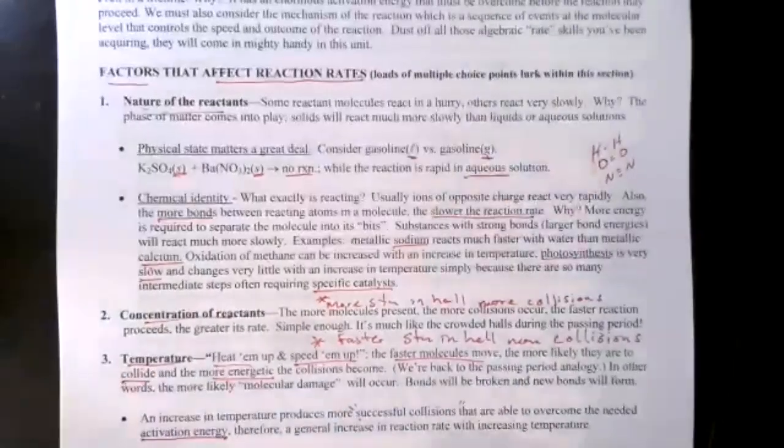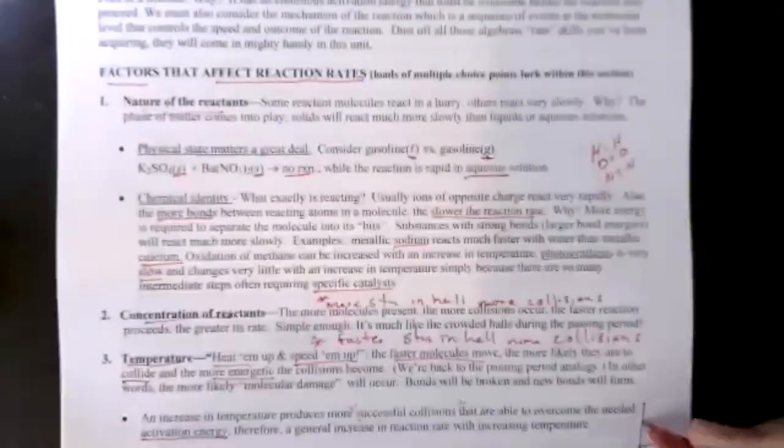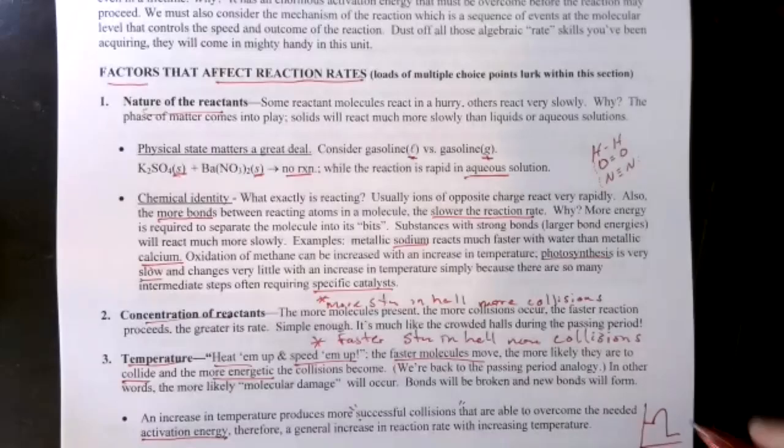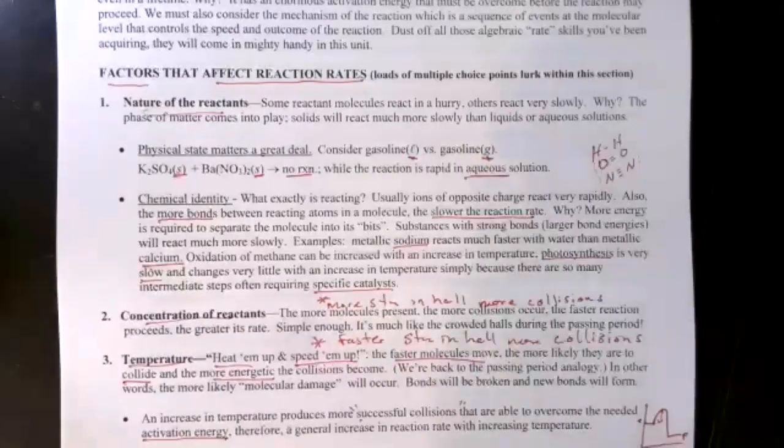An increase in temperature produces more successful collisions that are able to overcome the needed activation energy, as we mentioned earlier. And you want to start remembering activation energy, that's where we're looking at graphs like this, like the reactants and the products. And we've got to overcome this amount of energy for the reaction to take place.